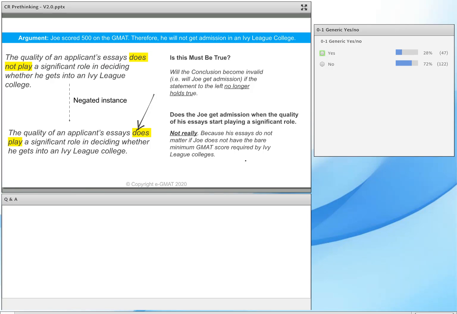No, not really. Why? Because if, let's say, you need a score of 750 and then you need great essays, and if Joe scores 500, if he doesn't satisfy one of the two criteria, he would still not get admission. So because Joe will not get admission, it still doesn't satisfy the must be true criteria. Okay. Most of you get it.